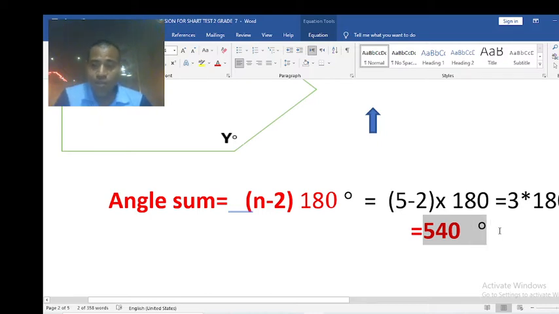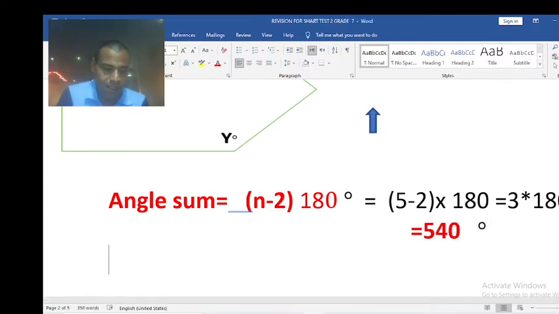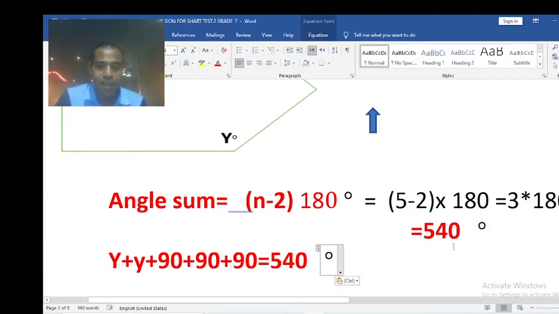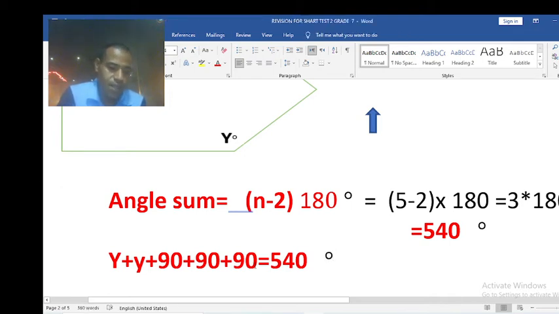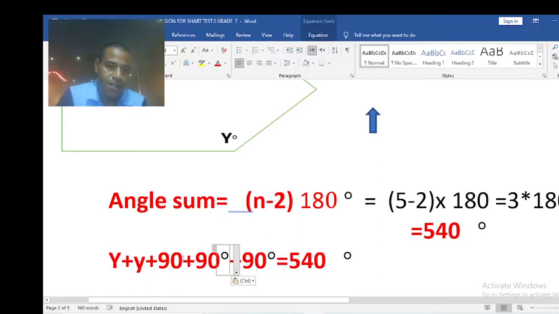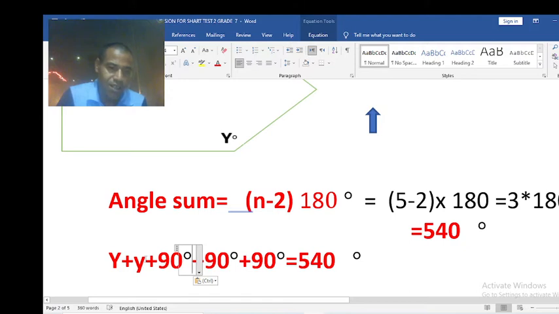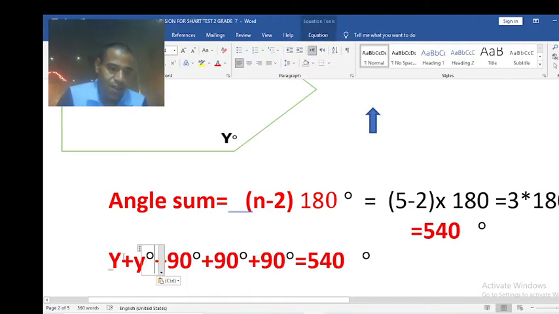So now to solve this question, I'll just make y. Okay, y plus y plus how many angles of exactly 90 degrees, plus 90 plus 90 plus 90, should be equal to 540 degrees. Okay, this is the unit of degree, and this is also y in terms of degree.